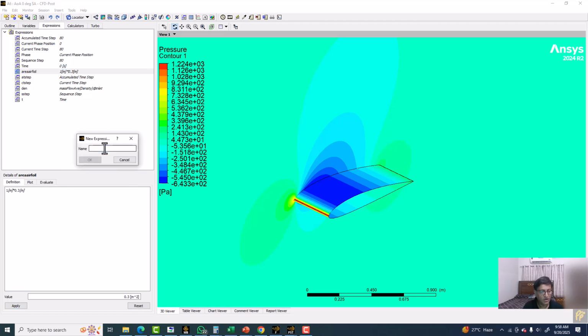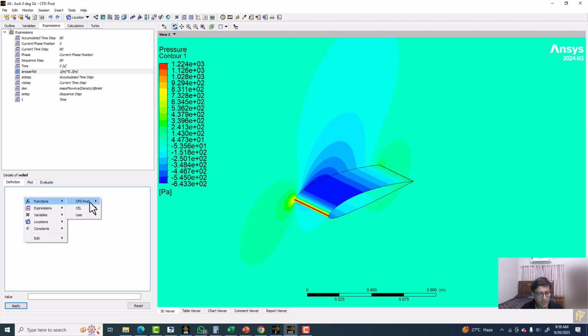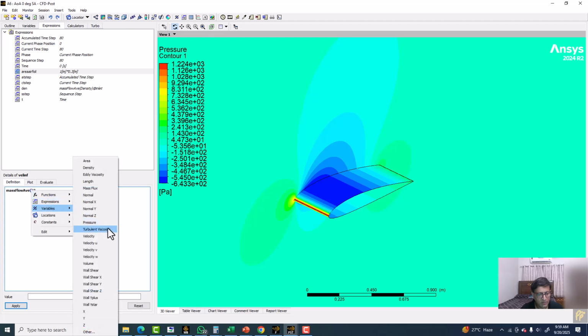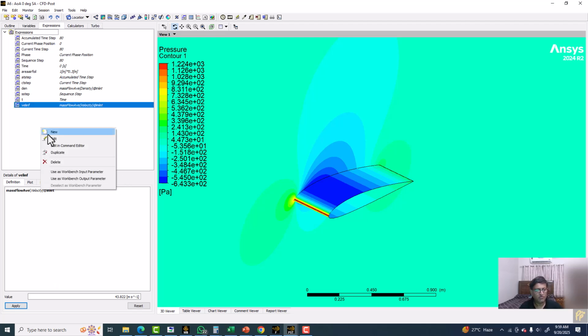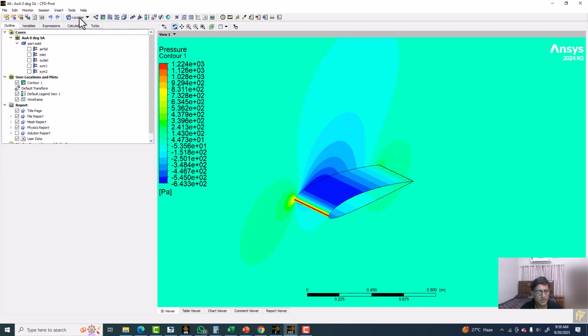Then I would get the velocity at infinity. Infinity means far away from our main geometry, that is, on the inlet. So velocity infinity is going to be the mass flow average of the velocity magnitude, so velocity only, at the inlet. Okay, and it should be giving you 43.8, which is the value we defined at the inlet. Okay, now I'm going to define the, before that I will go to outline, and I will make a new coordinate system here.